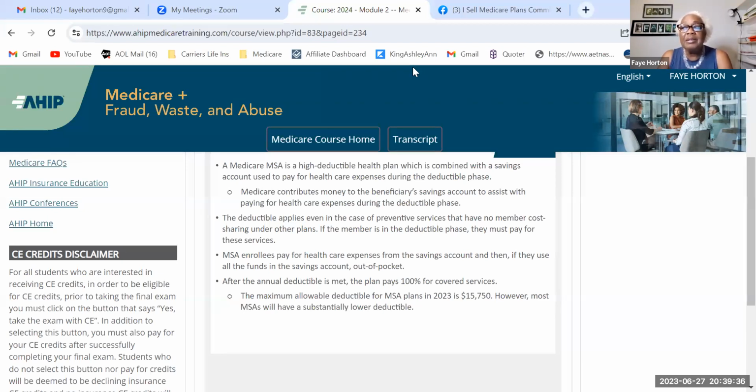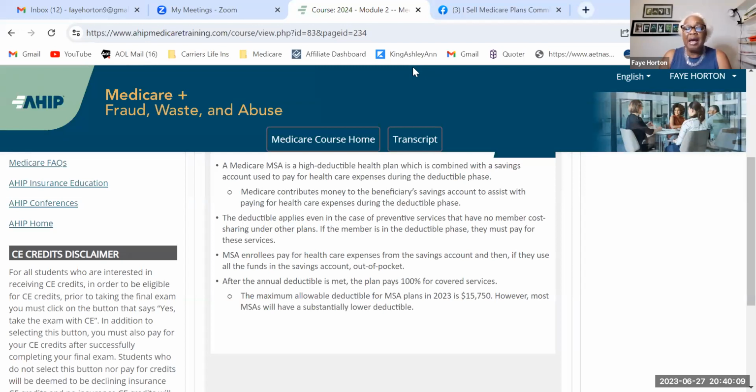Let me go back to the statement before because I think I said something wrong. Medicare Savings Account enrollees pay for healthcare expenses from their savings account, and then if they use all the funds in the savings account, they pay out of pocket for the deductible. Then after the annual deductible is met, the plan pays 100% for covered services.